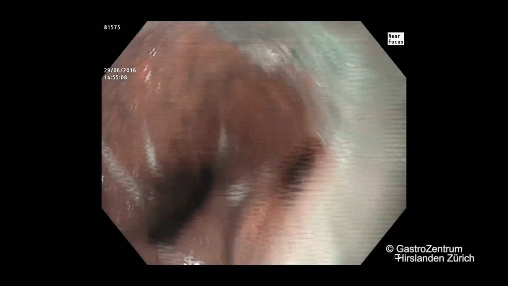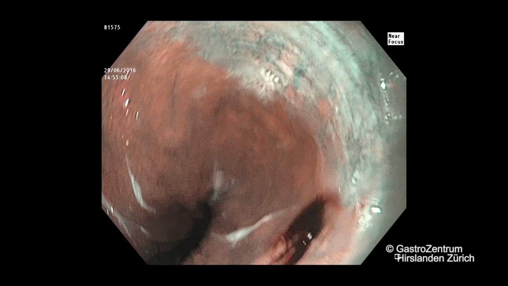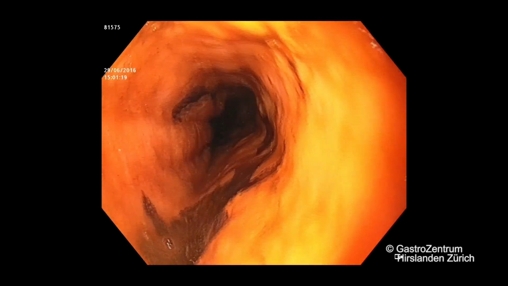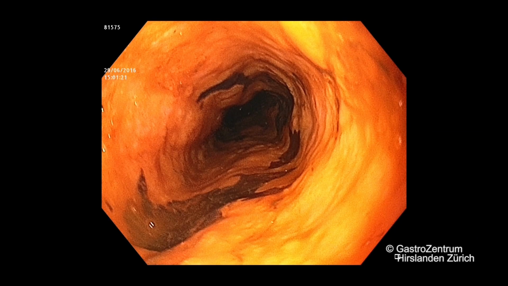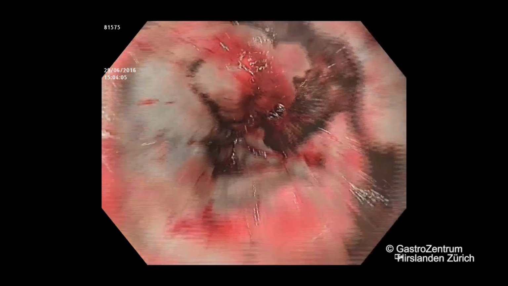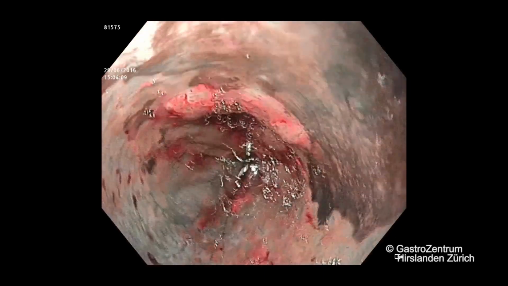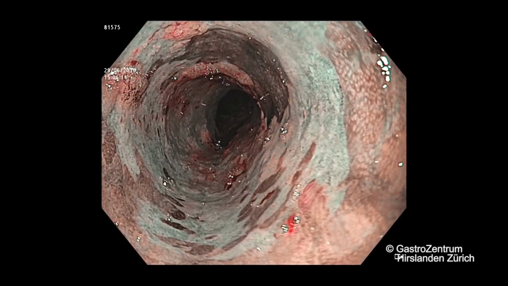In such a situation we usually perform Lugol staining. Here, you notice that there is almost a circumferential area completely unstained. After the Lugol staining, we use sodium thiosulfate, and you see here this typical metallic silver sign, also a sign for malignancy.